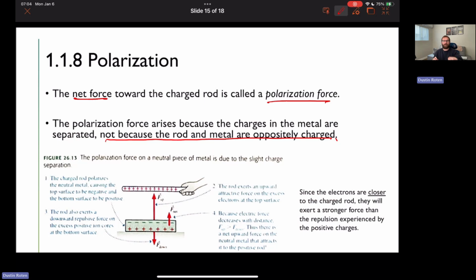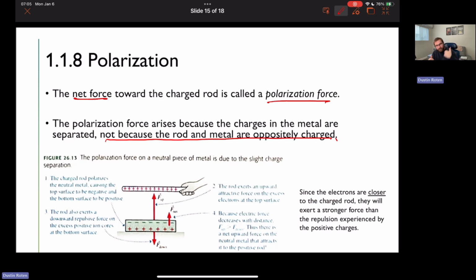Now, that's what I meant earlier when I said we have a neutral object, but we're moving charges around to make them act like they're charged. Okay, so the two objects, rod and metal, are not oppositely charged. We're just making the metal act like it. And that's due to charge separation.